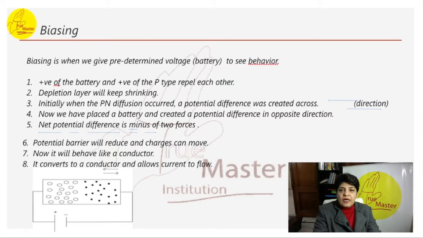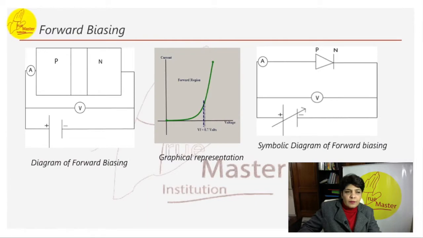Biasing. Let us understand the term biasing first. An external potential difference, a battery, can be applied to a PN junction in two ways: forward biasing and reverse biasing. We will be studying forward biasing and reverse biasing in detail, but let us try to understand the term biasing first.